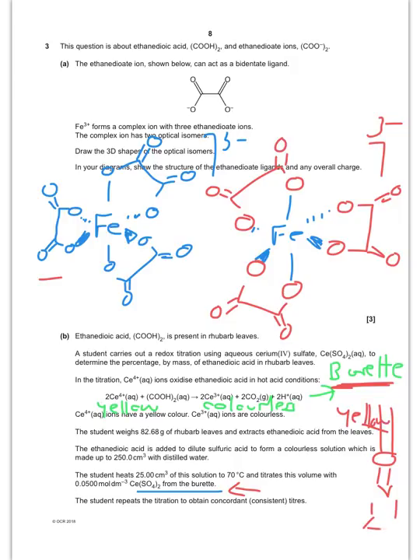As it hits the conical flask here and reacts with the ethanedioic acid, it is going to go colourless. However, once all of this is used up, the yellow colour will no longer disappear, so it will stay yellow, and therefore the endpoint is when it goes from colourless to yellow.